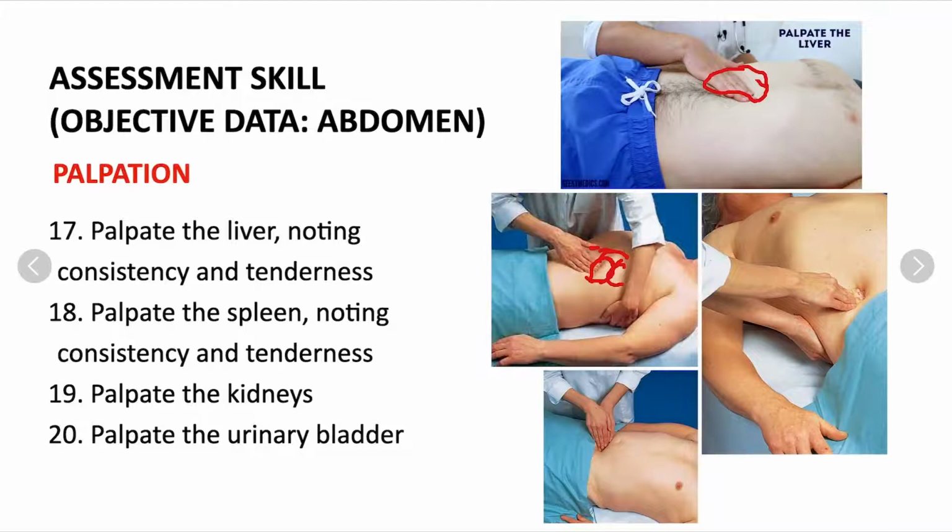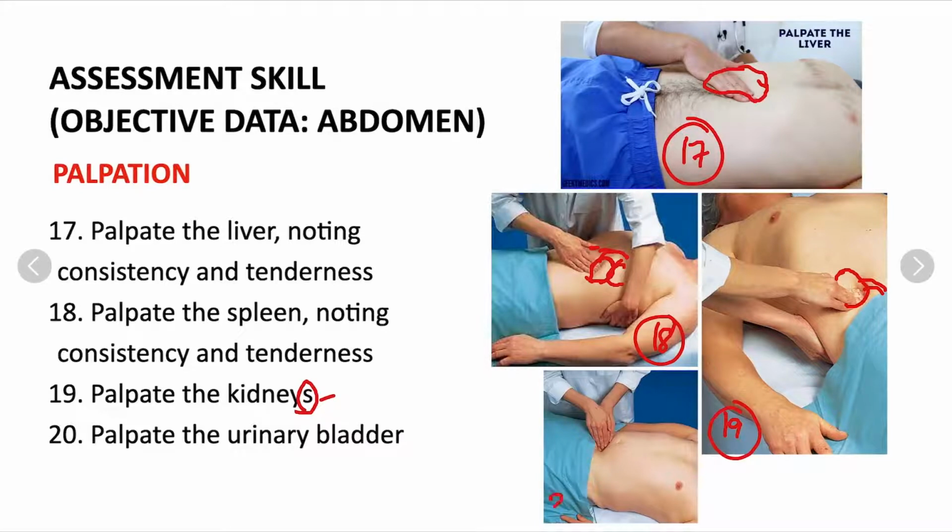Okay, so this one is number 17, palpating your liver. This one is number 18, palpating your spleen. And this one would be your number 19, which is palpating your kidneys. So your kidneys are located here. Palpate on both sides. Okay, so remember, it's kidneys with an S. So palpate both left and right of the patient.